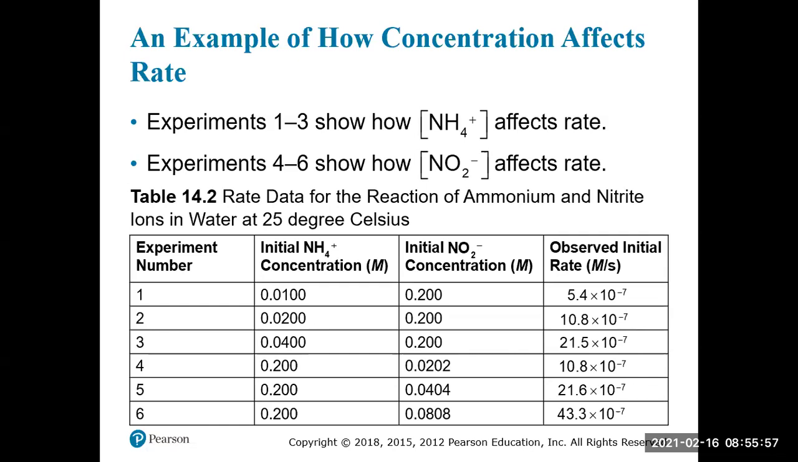Then the next thing you would do is keep the ammonium ions constant. So in this case, they're all 0.2, and then change the nitrite ions. So the nitrite goes from 0.02 to 0.04 to 0.08. Once again, each one is doubling. And what we see on the right-hand side of those rates is that the rate doubles in each instance as we double the concentrations of the nitrite ion.